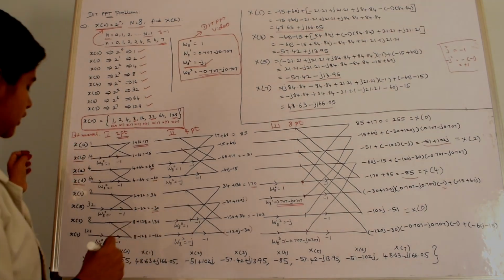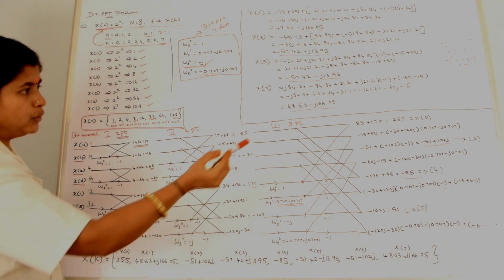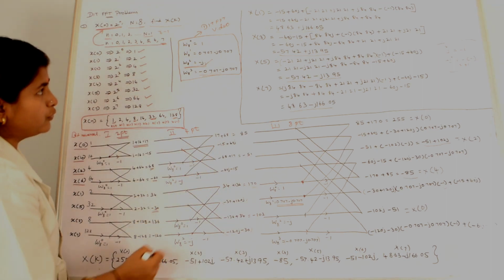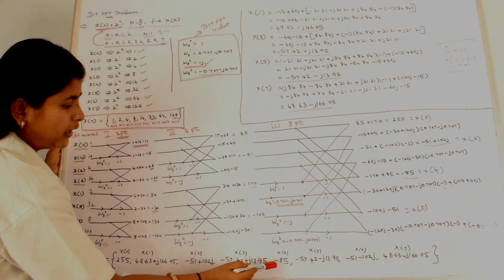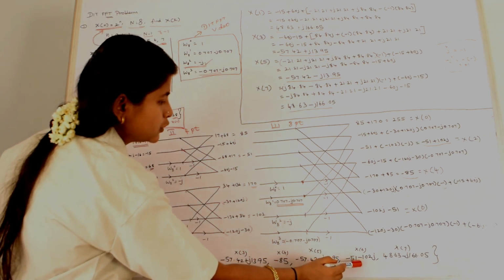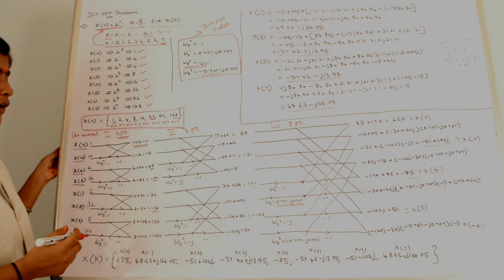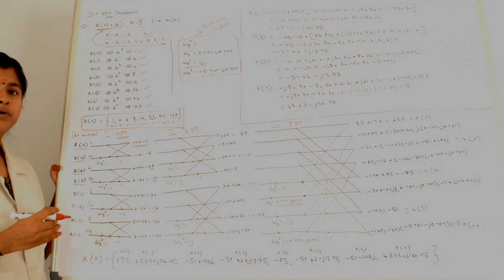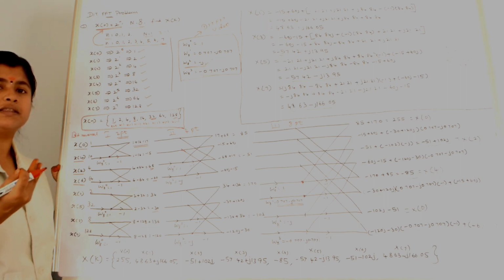Okay. So here I am writing the x of k sequence. This is x of 0, 255. This is x of 1. Here I am writing it. This is x of 2, x of 3, x of 4, x of 5, x of 6 and x of 7. So, you can verify whether you have gotten the right output or not. Whether your output is right or wrong, you can verify it by using three statements.